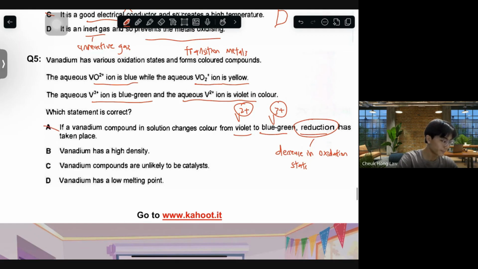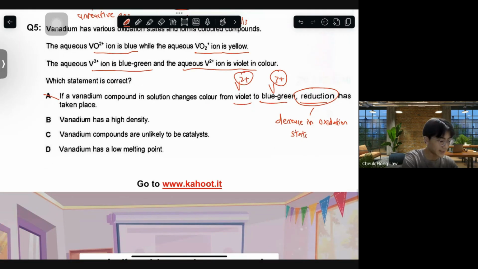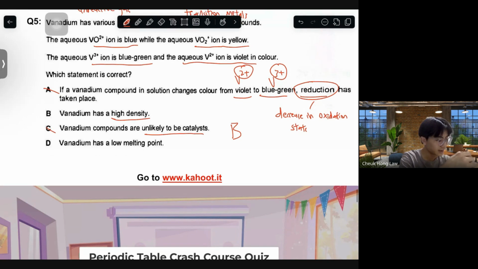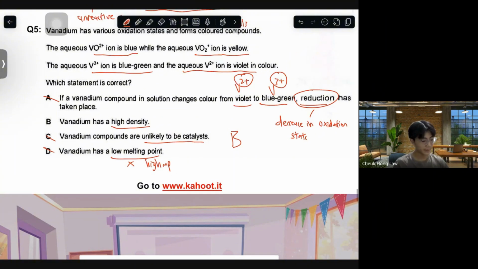So A is wrong. Vanadium has high density. That is actually a property of transition metals as well, because they also have properties of normal metals. So B is actually your answer. C, vanadium compounds are unlikely to be catalysts. It's actually the opposite, right? They are likely to be catalysts because they are transition elements and transition elements in a compound. And finally, low melting point is wrong because they have high melting and boiling points. Okay. So the answer is B.